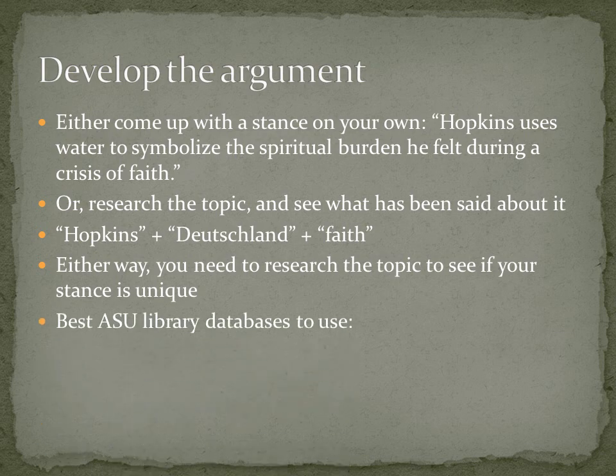For writing on literature, these are the library databases to use at ASU. We're going to go through them in a minute. MLA, which is Modern Language Association, JSTOR, and Project Muse. Modern Language Association is the one most narrowly focused entirely on literature. So it's the best one.